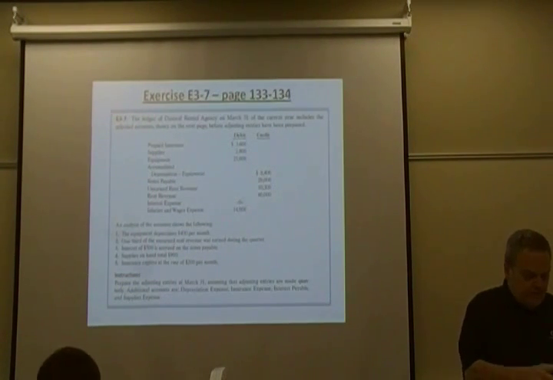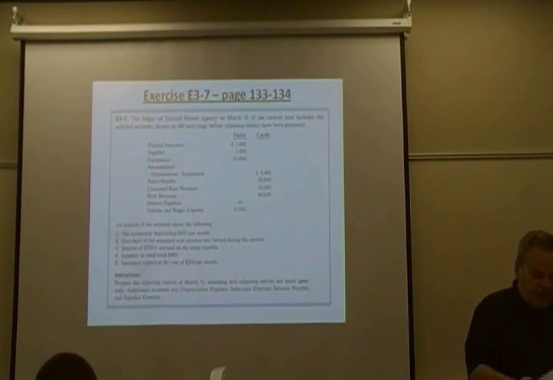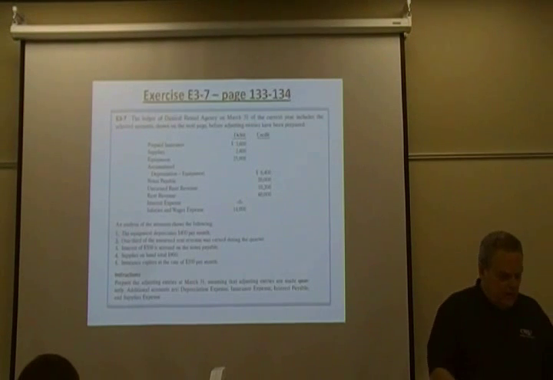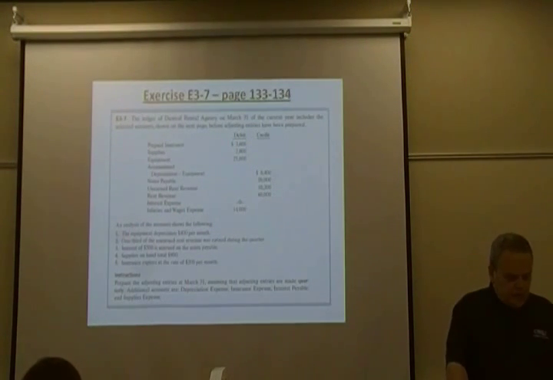Exercise 3.7. It starts at the bottom of page 133 and spills onto the top of 134. Read with me. The ledger of our rental agency on March 31st of the current year includes the selected accounts shown on the next page before adjusting entries had been prepared. What a nice trial balance, or partial trial balance. It's not all there. There are no totals given there. It came out of the trial balance, unadjusted.